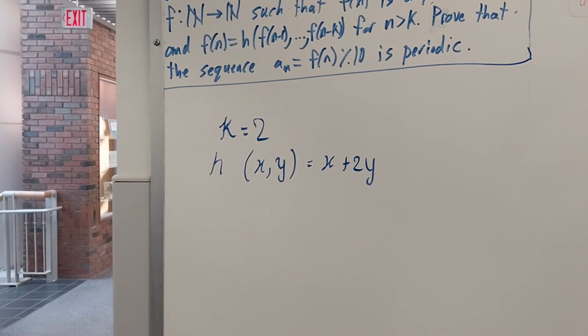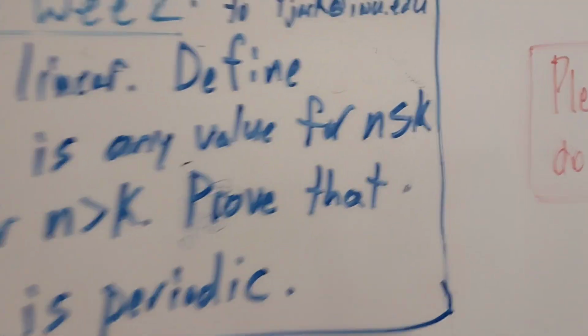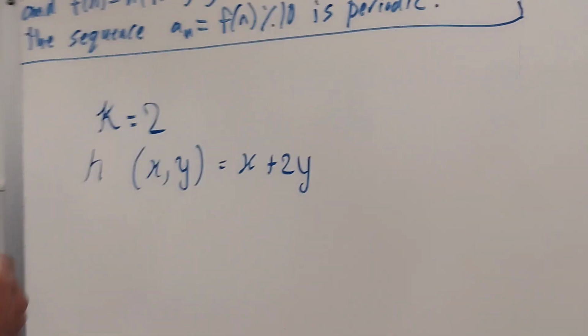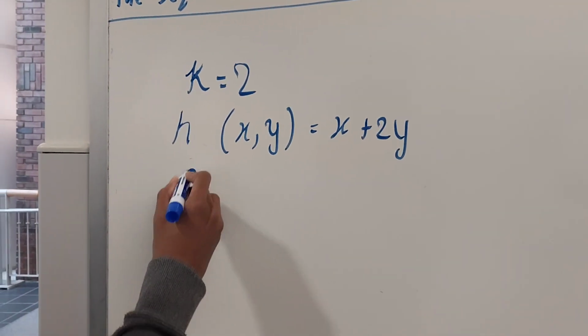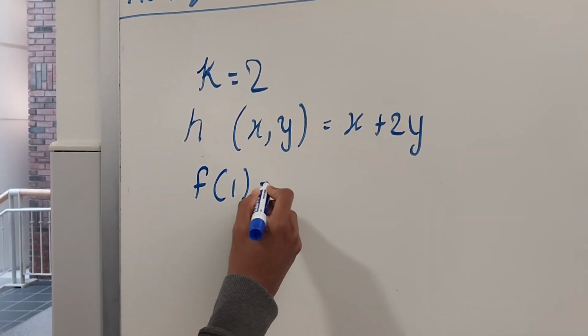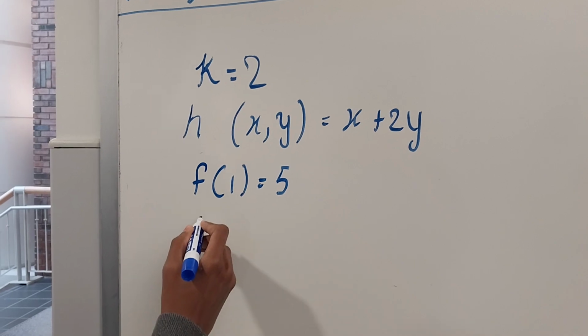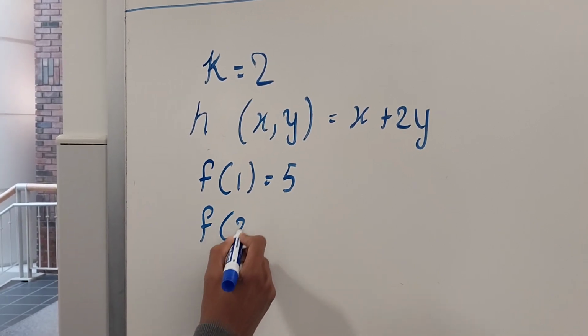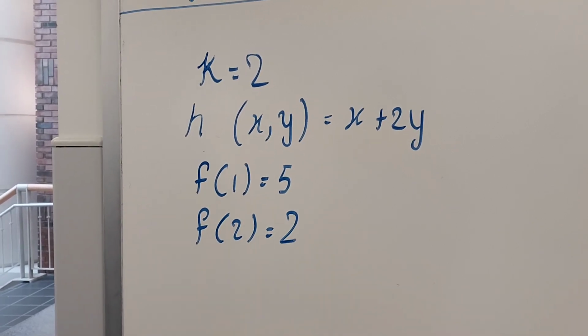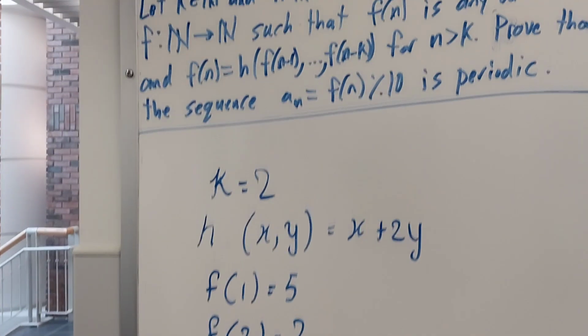Okay, and now we need to pick our f of 1 to be anything. He's going to pick 5. Pick our f of 2 to be anything. He's going to pick 2. And at this point, everything is going to be recursively defined.